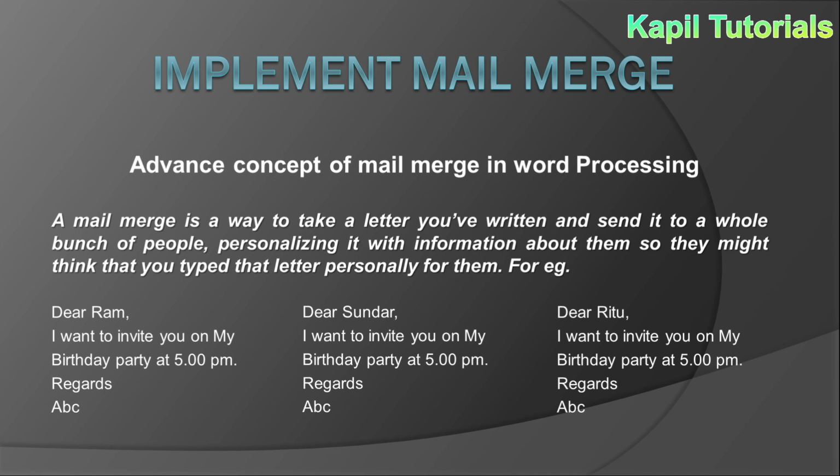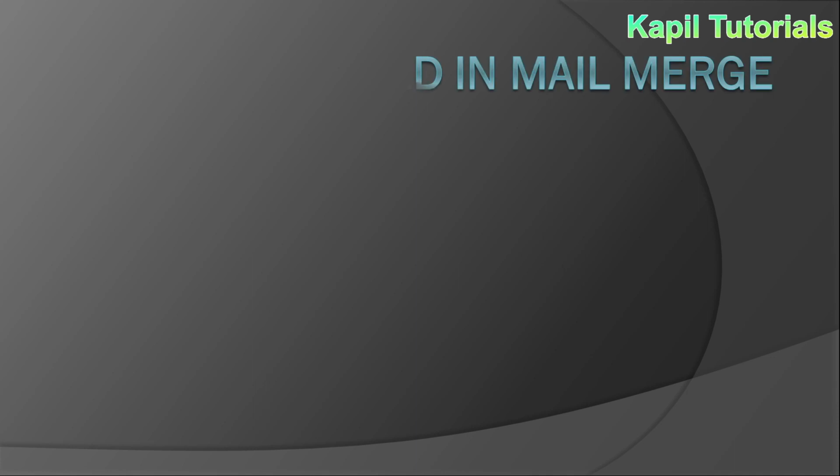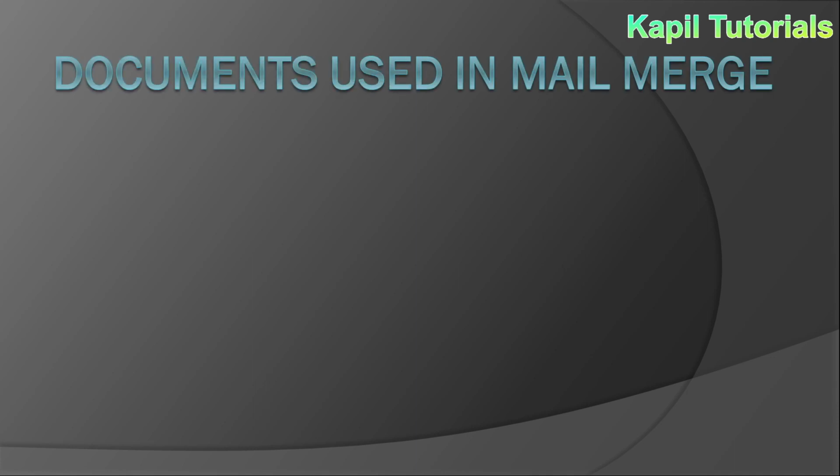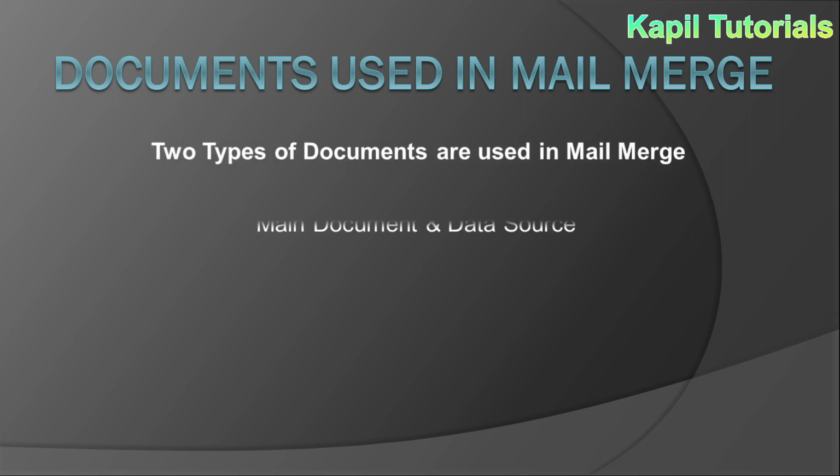So mail merge means to merge the data source with the main document. The main document means the text which remains the same for all the recipients. Recipients means the persons to whom we are sending the personalized letters. As I have told, there are two types of documents we are using here. We call one the main document, which means the simple letter, and the other the data source.